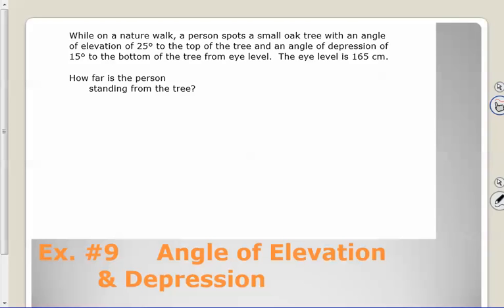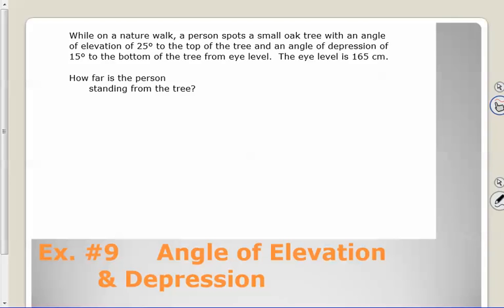While on a nature walk, a person spots a small oak tree with an angle of elevation of 25 degrees to the top of the tree and an angle of depression of 15 degrees to the bottom of the tree from eye level. The eye level is 165 centimeters. How far is the person standing from the tree? And also, how tall is the tree?